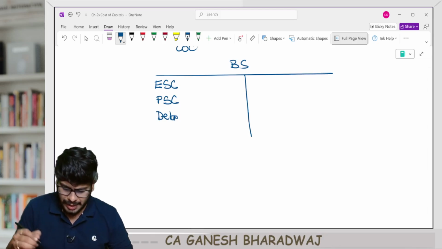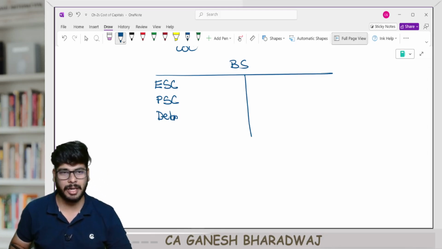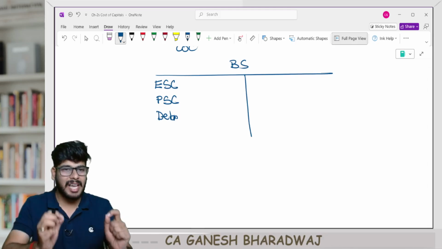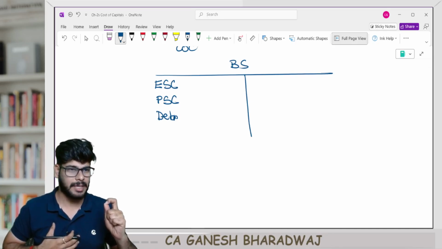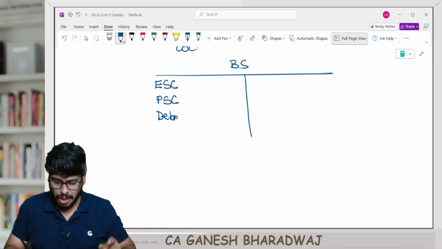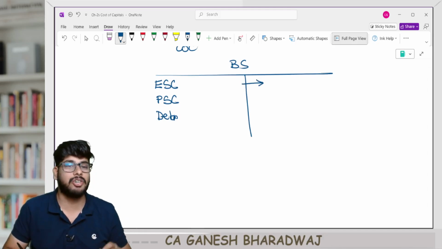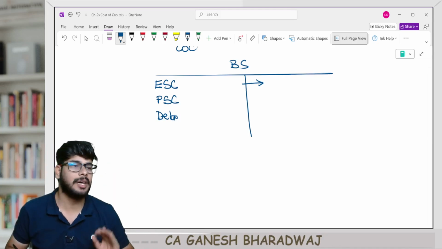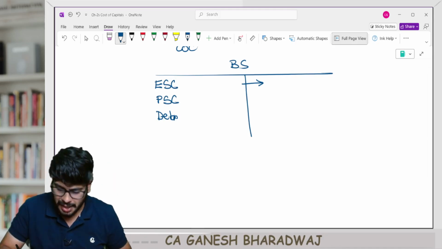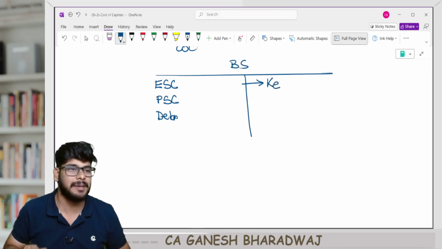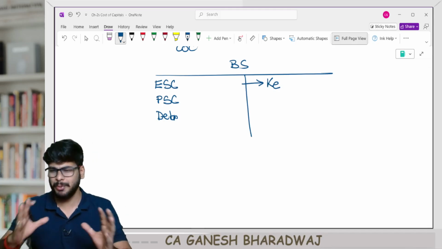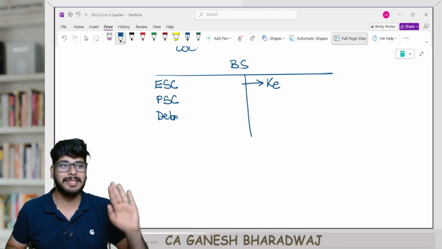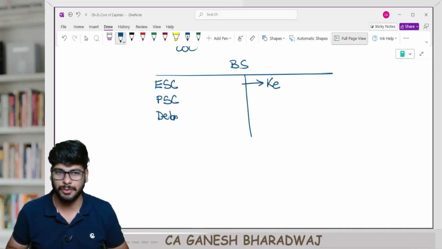Correct? Now, each of these sources of finance, you tell me, guys, will it come free of cost? Absolutely not. For every rupee the company is raising, they will be incurring some cost. Yes, the cost incurred towards equity share capital is called cost of equity. Are you clear with this? And cost of equity is popularly known as KE, where K stands for cost, E stands for equity. Are you clear with this? How to compute it and all that we will be seeing. Don't worry about that.